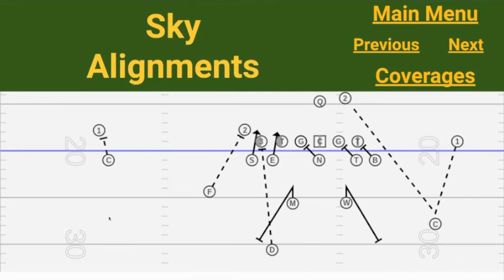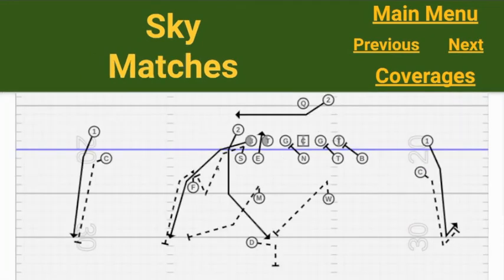Our last overload coverage, our last trips coverage ends up being Sky. Real quick reminder on alignments, the free is 5x5 off of number 2, and our deep safety is 10x1 inside of number 3, and we're going to typically man up the number 1 on both sides, or on the single side we could end up playing curl concept instead of peel.